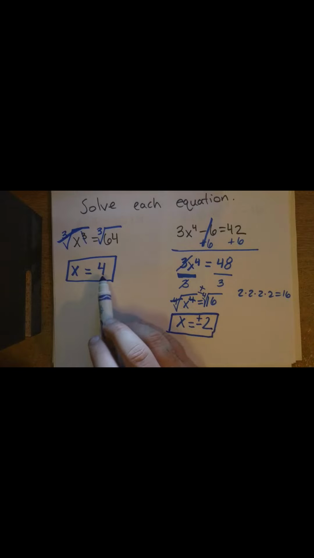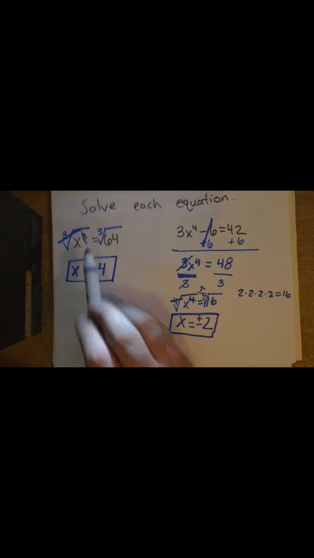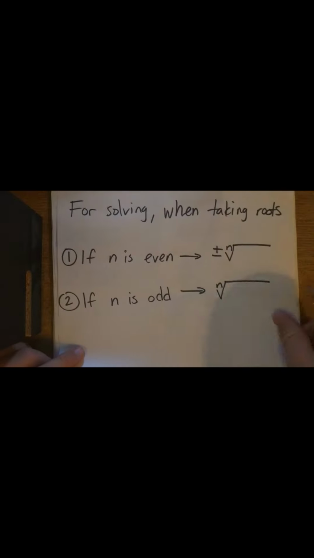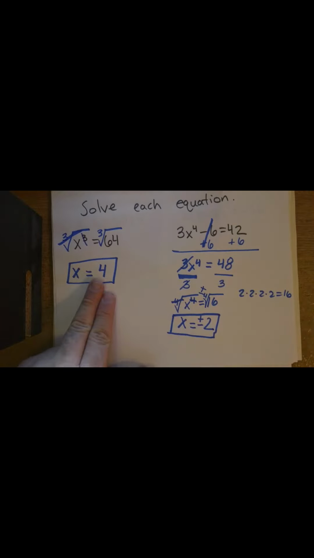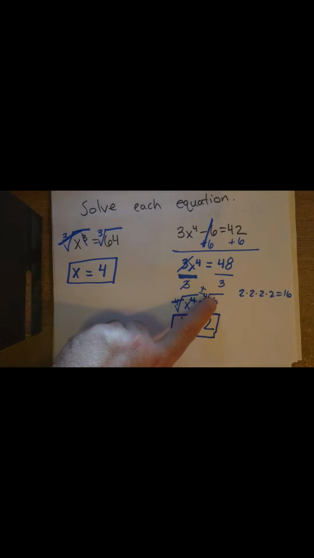Did I need a plus minus in this problem? Well, what was my root? My root was 3. If my root is 3, that's odd. Well, odd does not need a plus minus. So this is fine as it was. But here I needed to put a plus minus on this side of the equation because I had an even root.